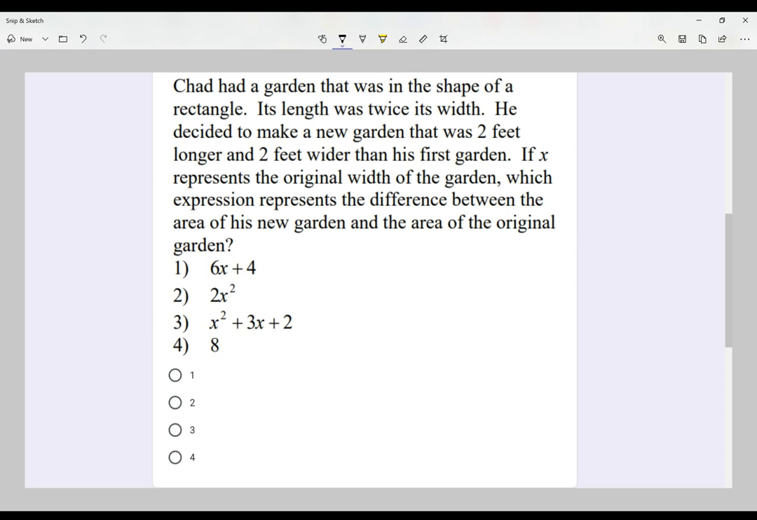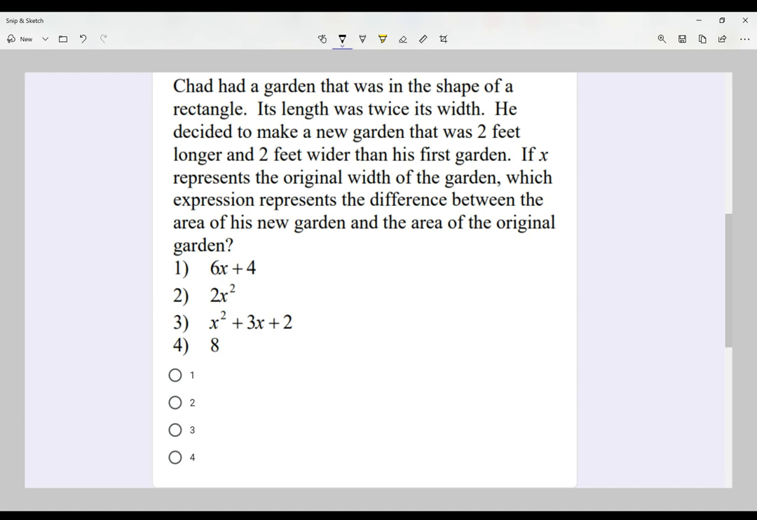Chad had a garden that was in the shape of a rectangle. Its length was twice its width. He decided to make a new garden that was 2 feet longer and 2 feet wider than his first garden. If x represents the original width of the garden, which expression represents the difference between the area of his new garden and the area of his old garden?